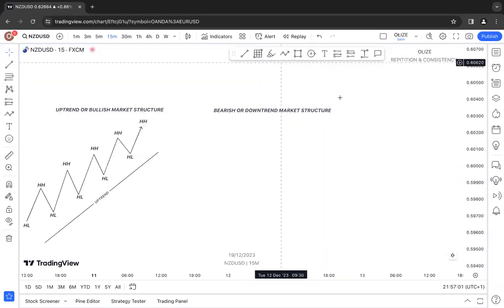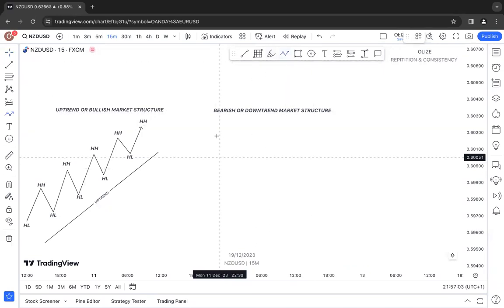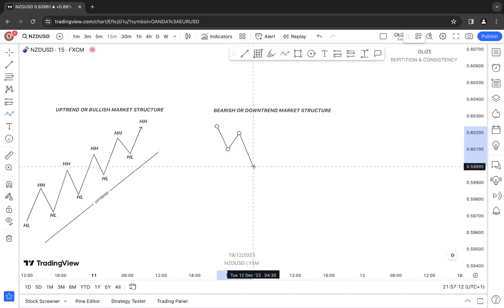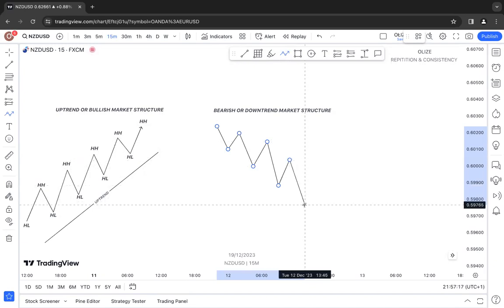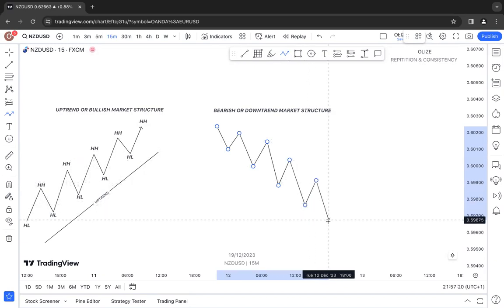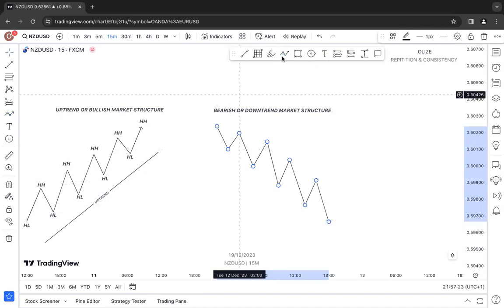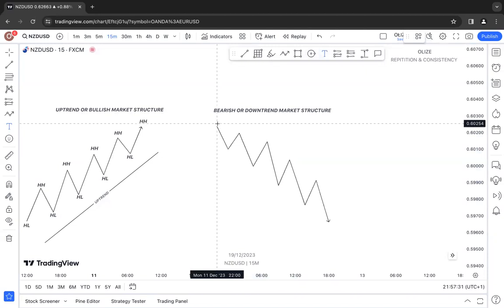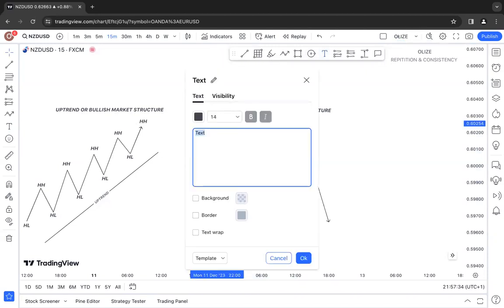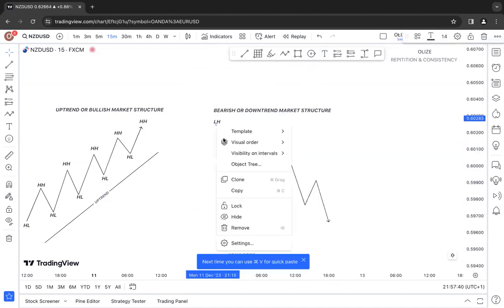Okay, that's cool. So for the bearish or downtrend, this is just the inverse of this. This is when price is creating a series of lower highs and lower lows toward the downside. That's what we call a bearish or downtrend market structure. So here is a lower high.